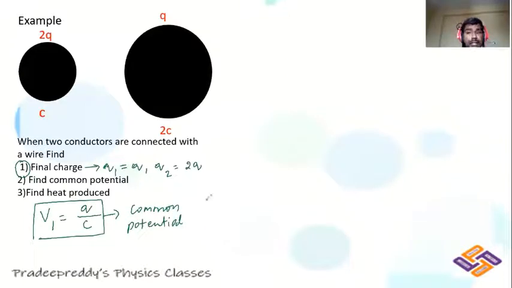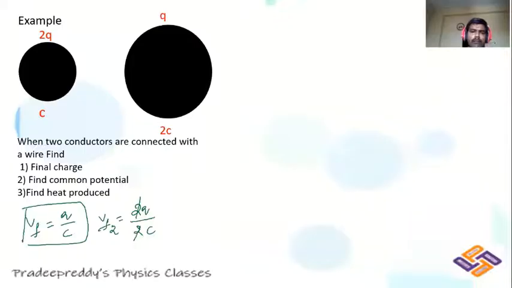After transfer of charge, you need to find the potential. Common potential means both will have the same potential. Question number 2 we have already calculated in the past slide itself. Vf is equal to Q by C. That is the final potential, and on the two surfaces it will be equal.